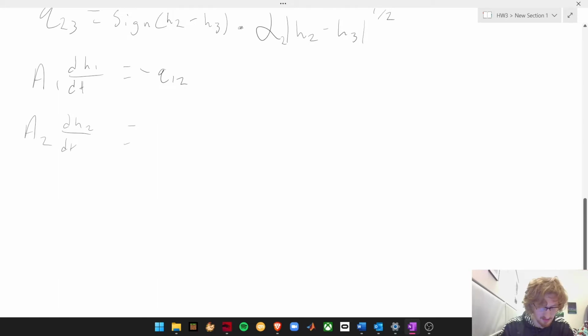We can do the same thing for tank 2. The difference with this one is that we do have a Qin. We are pumping some sort of fluid into our second tank. So here we're going to have our Qin, and we'll revisit this in a second to determine how we're going to find our Qin with proportional control, plus, we're going to be adding the inflow from tank 1 to tank 2. And then we're going to be subtracting the outflow between tank 2 and tank 3, so Q23.